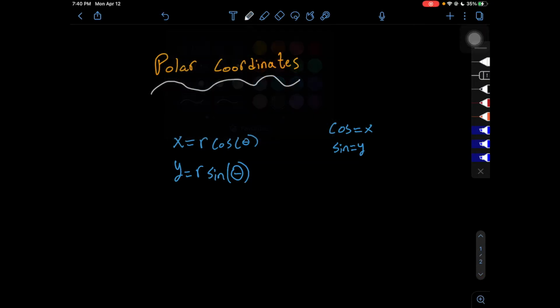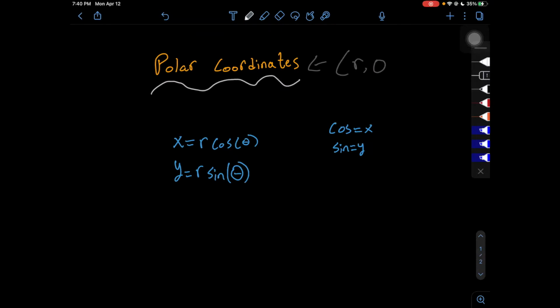The second thing you must remember is that whenever you see a polar coordinate, you're going to see it in the form of r, comma, theta. So that should give you an understanding of how you get from your coordinate to your equation.